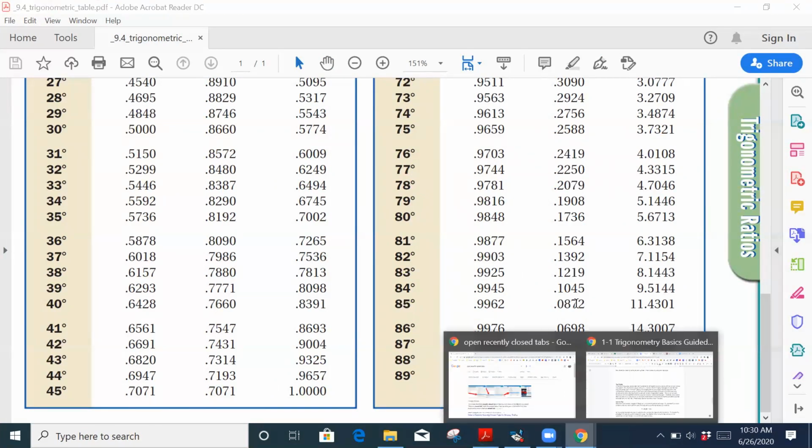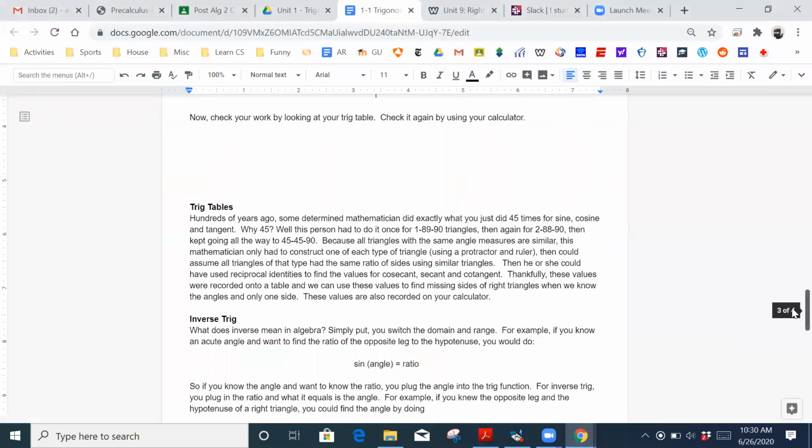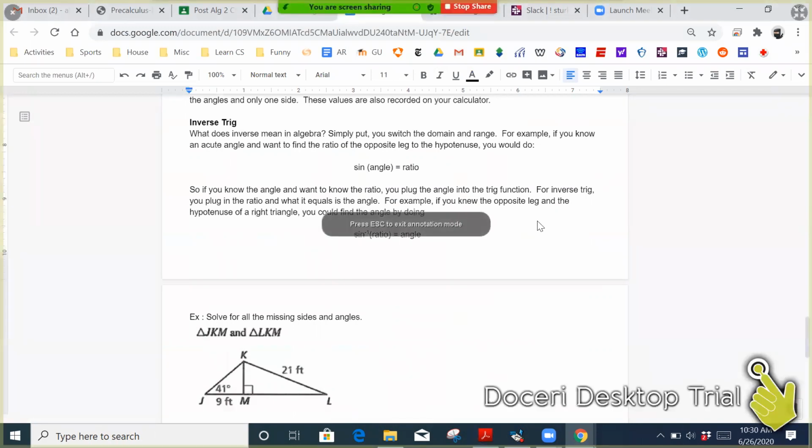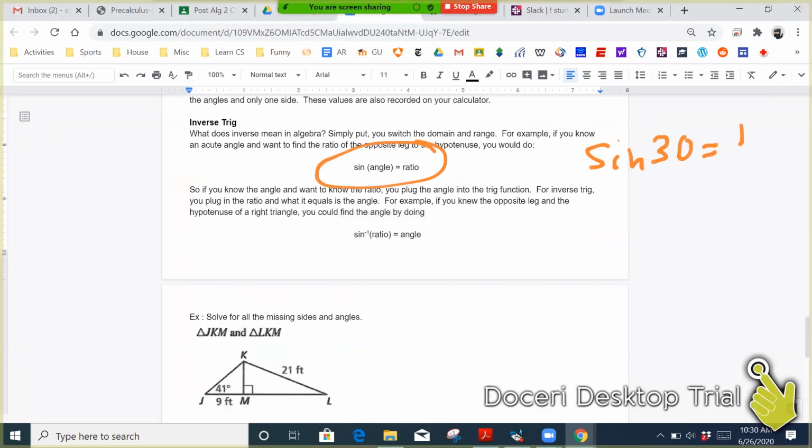And you don't even need a trig table. It's all stored on your calculator. Right? And then inverse trig is just when you're looking for the angle and you're given the ratio. So if I wanted to know, if we look at this right here, if I wanted to know what the sine of 30 was, I would plug in 30 into sine and I would get 1/2.